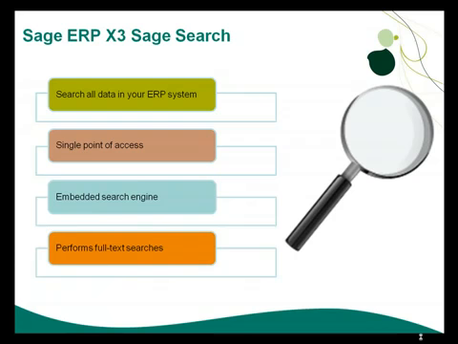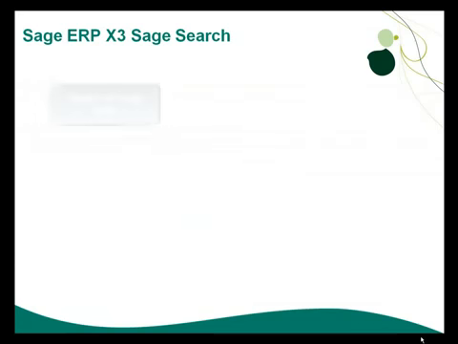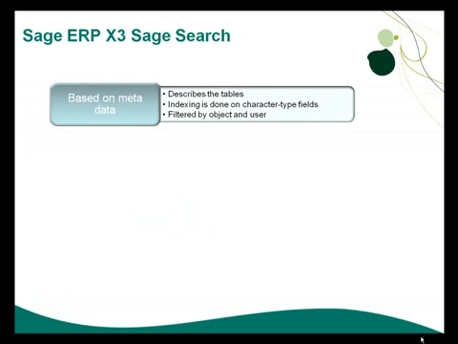Let's take a minute to look at some more details of Sage Search. It is based on metadata. This is a list of data models describing the table in which searches are performed. Indexing is done on character type fields, and the search can only be filtered by object and user.